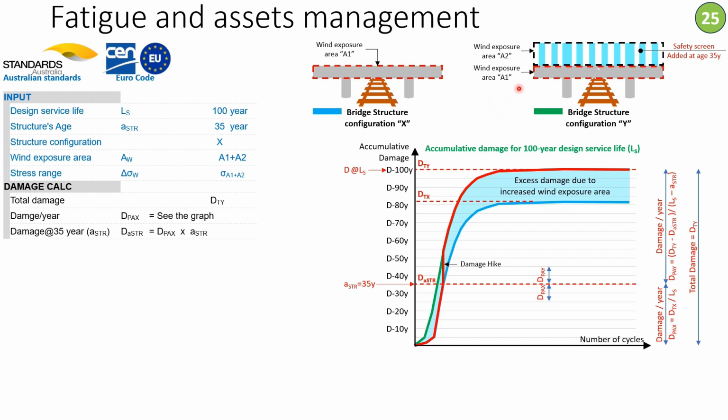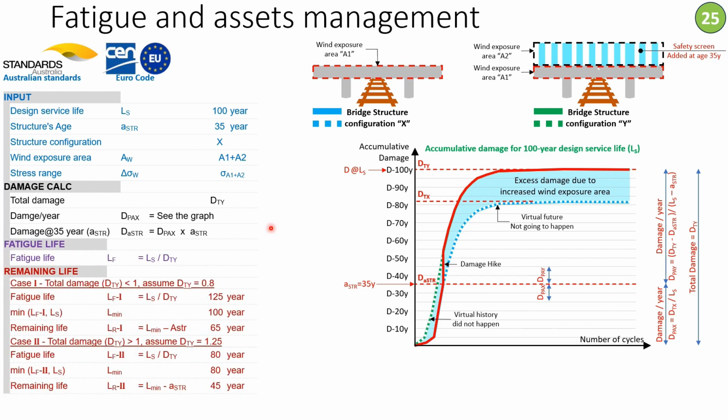And this history is reflected in the damage hike shown here that happened at the age of 35 due to the increase of the wind exposure, meaning that this bit of the blue curve should be considered as a virtual future because it's not going to happen. Configuration X has gone at the age of 35 once we added the safety screen. And this bit of the green curve is a virtual history because it didn't happen. Configuration Y did not exist before 35 years. So hence, the final accumulative damage curve for configuration Y that takes into consideration the history of change in the structural configuration should be the red curve shown here.